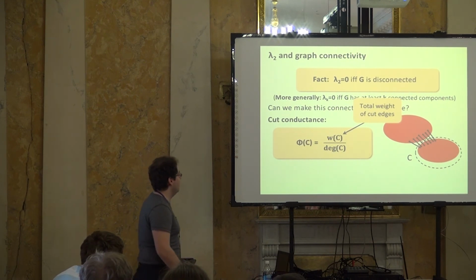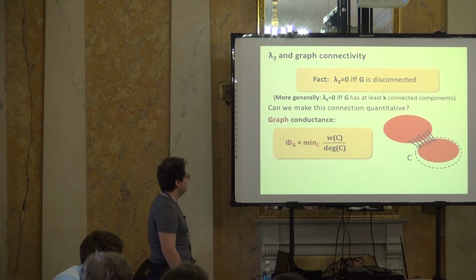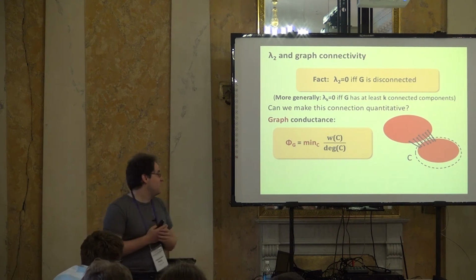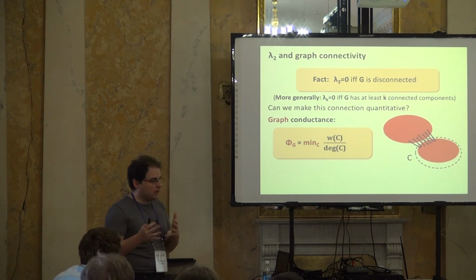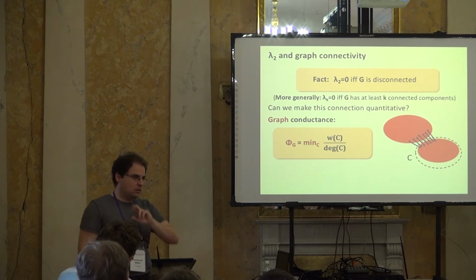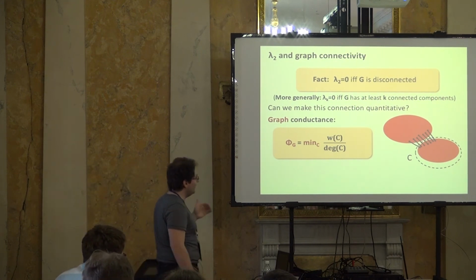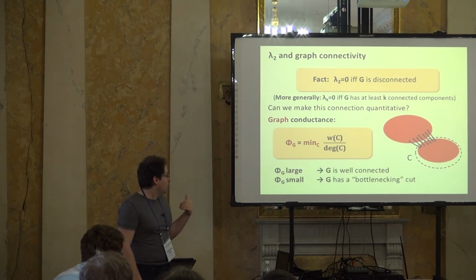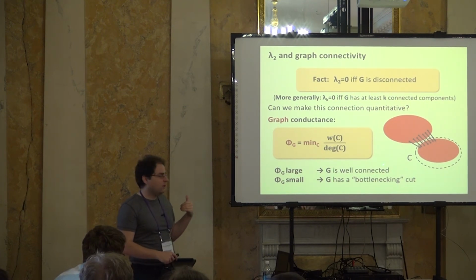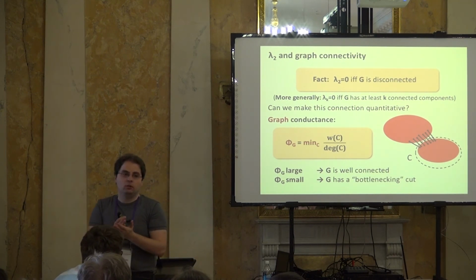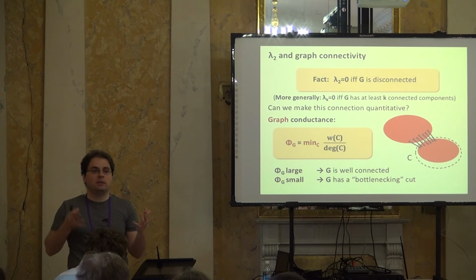Okay, so this is just for a particular cut. What we would like to do is think about the most bottlenecking cut in the graph, and that gives you exactly the graph conductance, graph sparsity or expansion. They all differ in some technical details. But this is the notion of how well connected your graph is. If this is large, the graph is well connected, in particular an expander. If it's small, the graph has some bottlenecking cut that splits it into two big parts while cutting only a small number of edges.